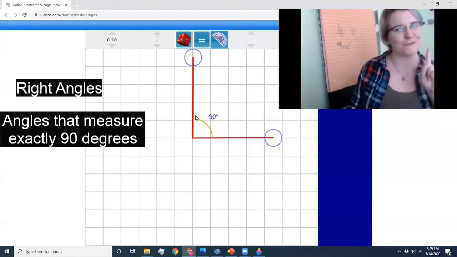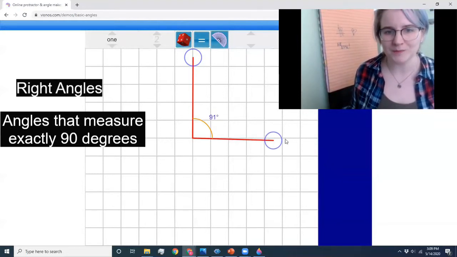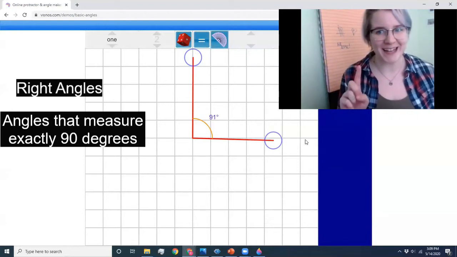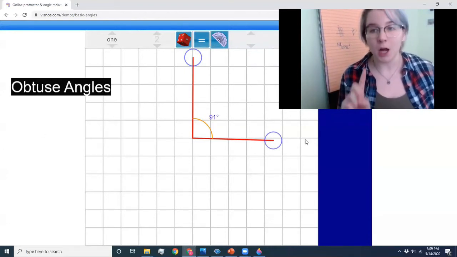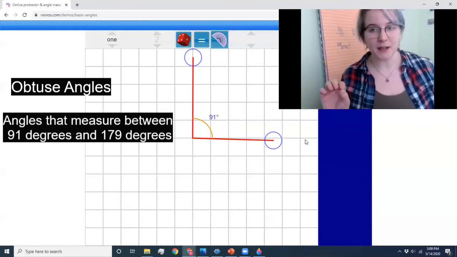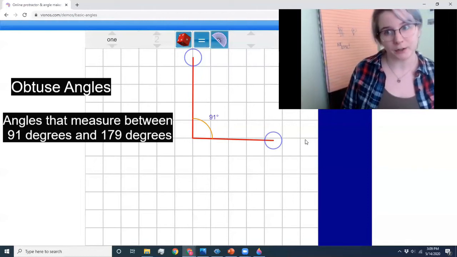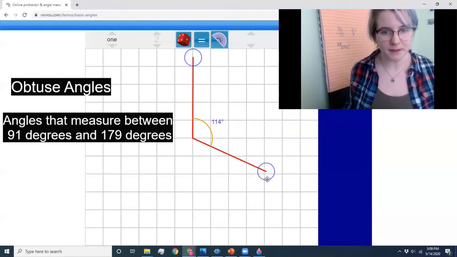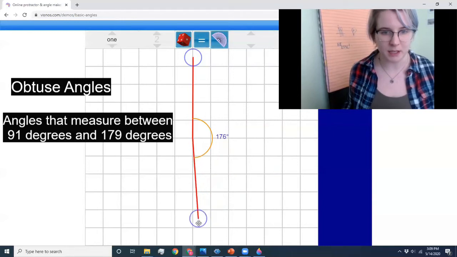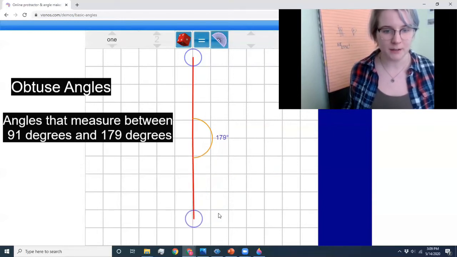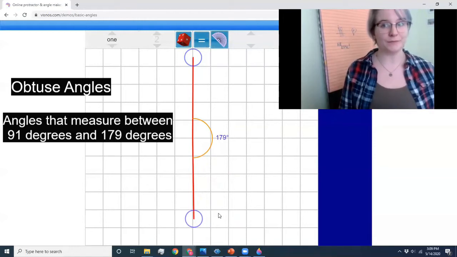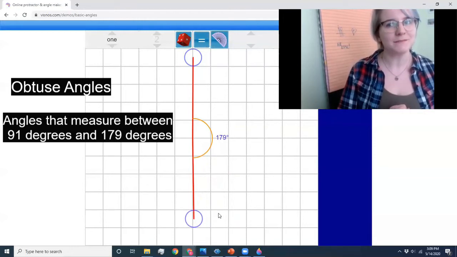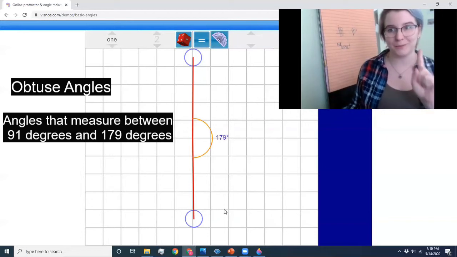Now, what happens if we go further? Suddenly, we are looking at an obtuse angle. Obtuse angles measure higher than 90 degrees and lower than 180 degrees. So this is an obtuse angle. So is this. All of these are obtuse angles until we get here. This is still an obtuse angle. Now, what happens if we add 1 more degree?